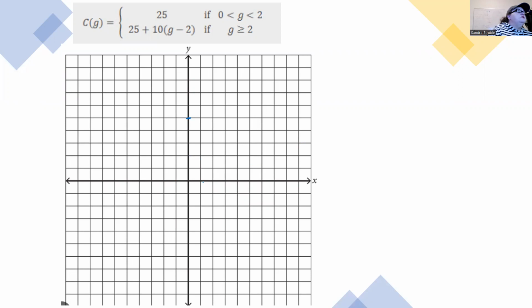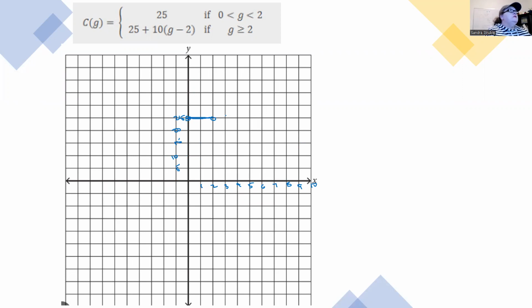We'll use these as 1, 2, 3, 4, 5, 6, 8, 9, 10. And we'll use these as 5, 10, 15, 20, 25. We can make them whatever we want, right? Just be consistent. So from 0 to 2, and 2 is not included, it's $25. So there's that piece. And not included here either.